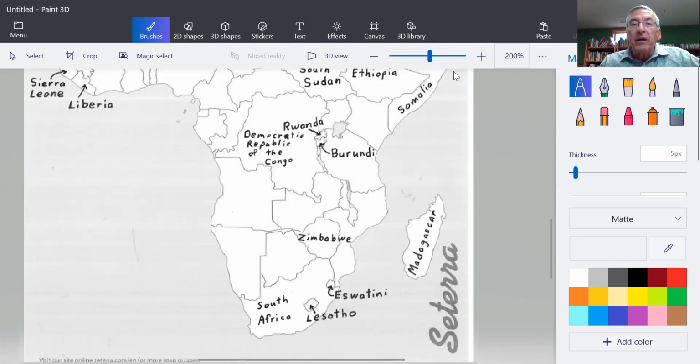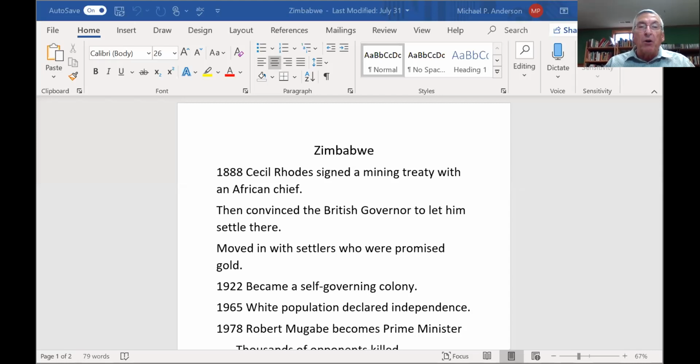Let's start with Zimbabwe. You may have heard it called Rhodesia. It was named after a guy named Cecil Rhodes, a guy who had all kinds of adventures in his life. All right, in the 1880s, this was the big drive to colonize Africa. And any young man that wanted to have an adventure was heading off for Africa to be involved in that. And Cecil Rhodes was one of these young, studly guys who wanted to go off and make his fortune.